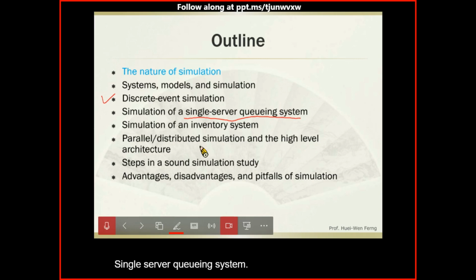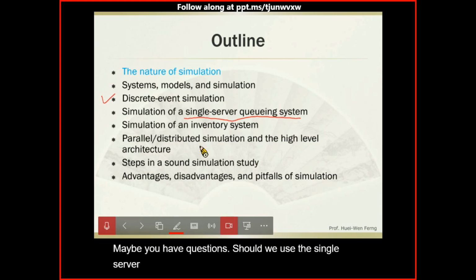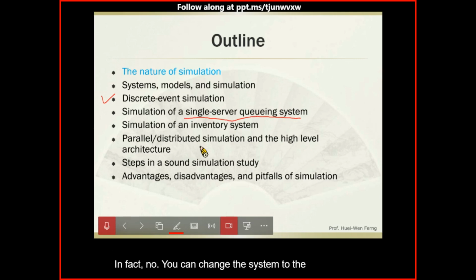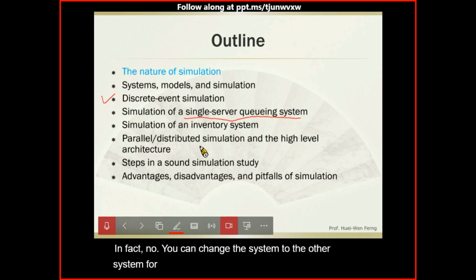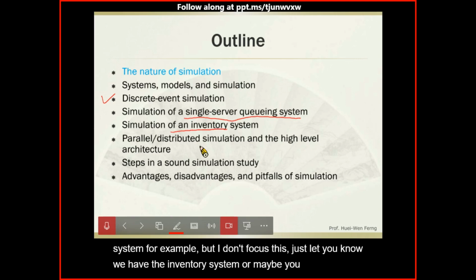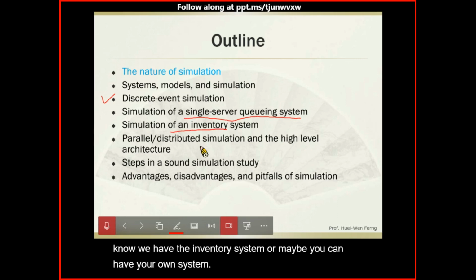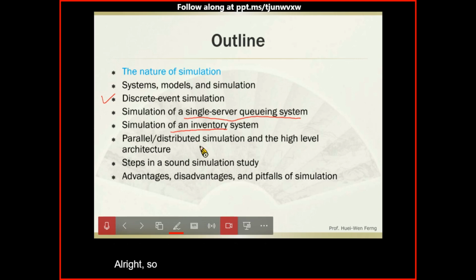Well, maybe you have a question: should we use the single server queuing system? In fact, no, you can change the system to another system. For example, we could have an inventory system, or maybe you can have your own system. Alright, so of course we will emphasize discrete event simulation.